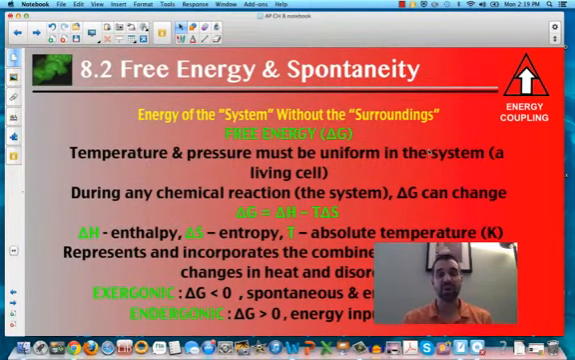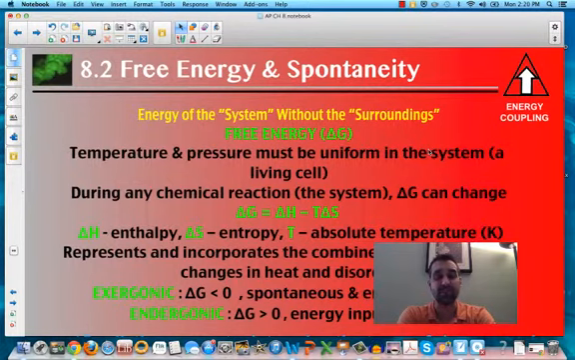Okay, so we're going to designate free energy as delta G. G is named after Gibbs, who discovered this, so it's usually called the Gibbs free energy equation. But in this case, free energy, or delta G, the change in free energy, remember, is in reference to the system excluding its surroundings. So we just want to know how much energy is available in a system to be used to do work.